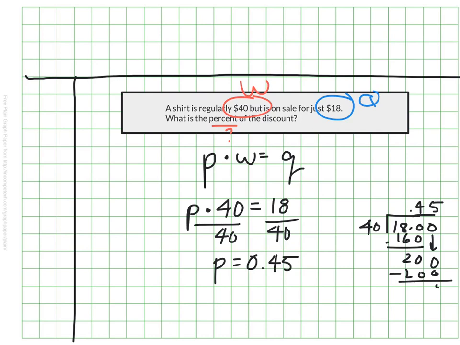But of course, I actually want to turn that into a percent. So when we do that, we multiply by 100 or move that decimal twice. So we actually get 45%. And again, it was just a matter of filling in what I knew and solving for what was missing.